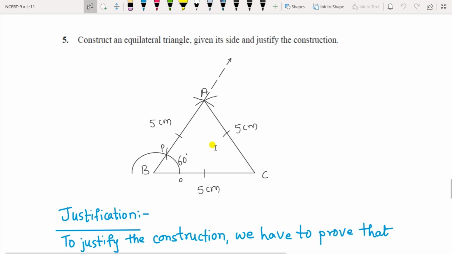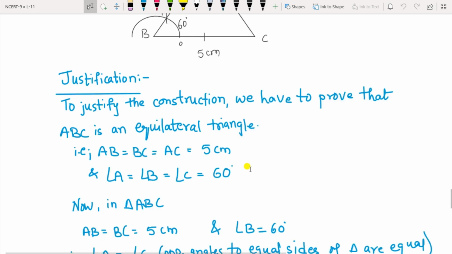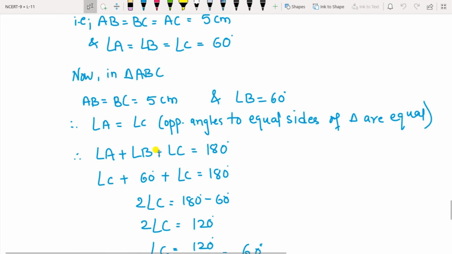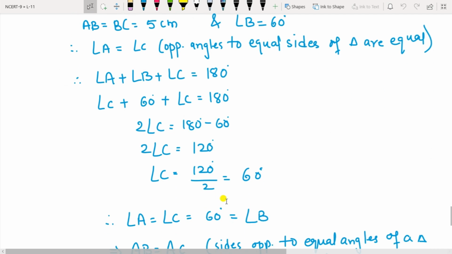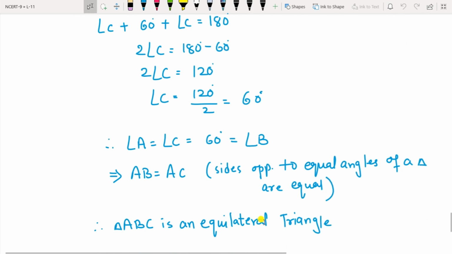Okay. So now the sum of all the angles of a triangle is equal to 180. So A plus B plus C is equal to 180. But A is equal to C here because of the isosceles triangle. So in place of A, you can substitute C and find the value of C. It becomes 60. But A is C, therefore A is also 60. And therefore, all the angles are equal to 60, and therefore all the sides are also equal. And hence, triangle ABC is an equilateral triangle.